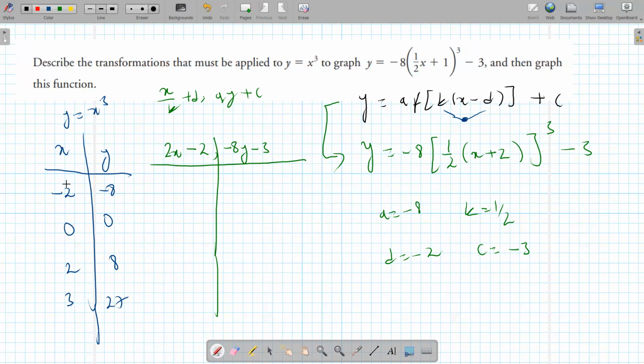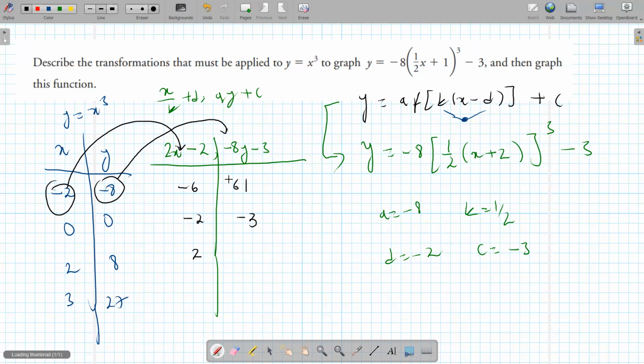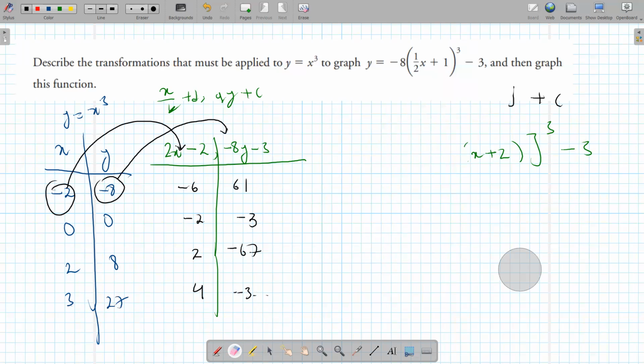And now last part, we're just going to plug this in as x. So 2 times -2 is -4 minus 2, -6. -8 times -8 is +64 minus 3 is 61. I can just do this in my head. 2 times 2 is 4 minus 2, 2. -8 times 8 is -64, minus 3 is -67. 3 times 2 is 6 minus 2 is 4. -8 times this is going to be a huge number, like -300 something, I think. Doesn't matter. And there we go. Those are our points, okay? So now we just sketch it and join the dots.